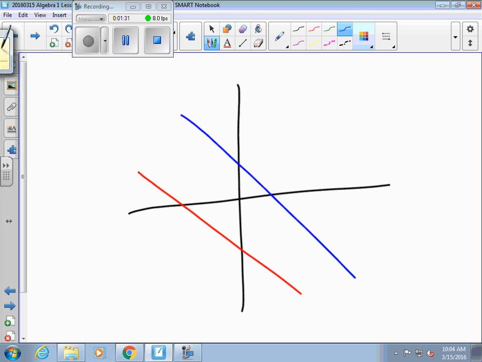The ones I just drew probably will eventually. But parallel lines will never cross each other. So if we used the graph and check method, when we graph both of these, they would never intersect each other. So there's no solution to this. So parallel lines have no solution. That's one type of special situation.